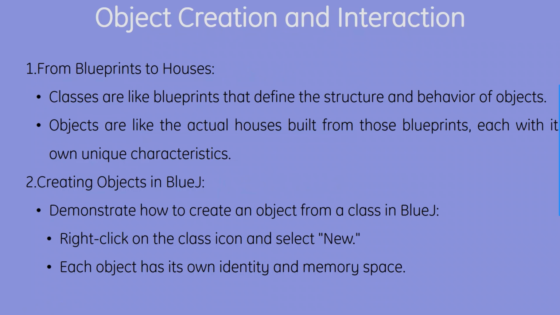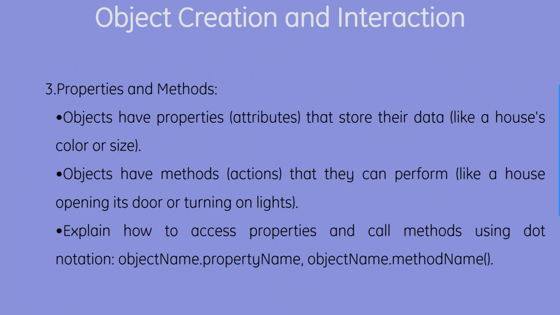So moving on, we have object creation and interaction with BlueJ. The first point is from blueprints to houses. Classes are like blueprints that define the structure and behavior of objects, and objects are like actual houses built from those blueprints, each with its own unique characteristics. For creating an object in BlueJ, we have to demonstrate how to create an object from the class. Right click on the class icon and we get an option of new, and each object has its own identity and memory space.